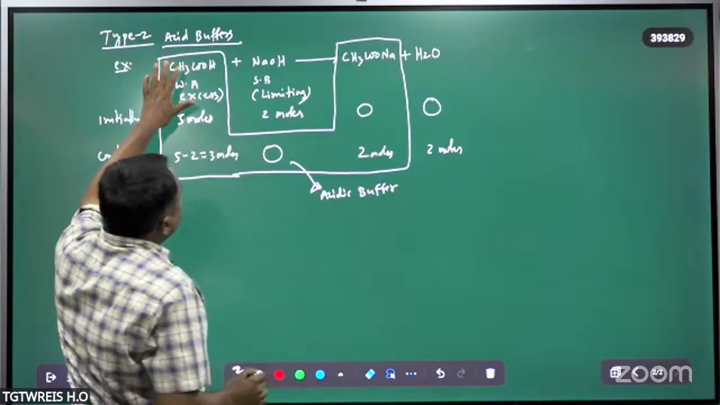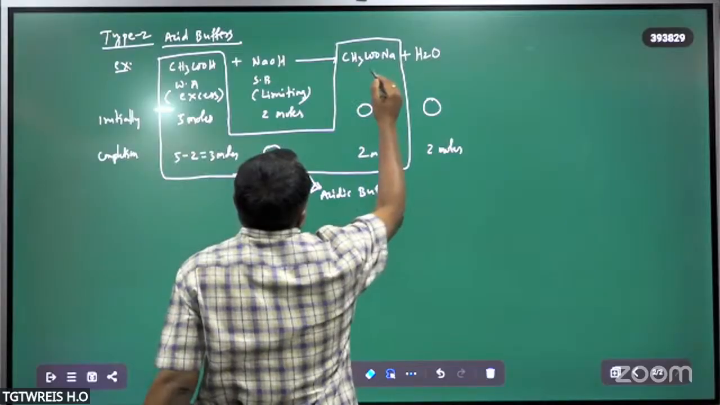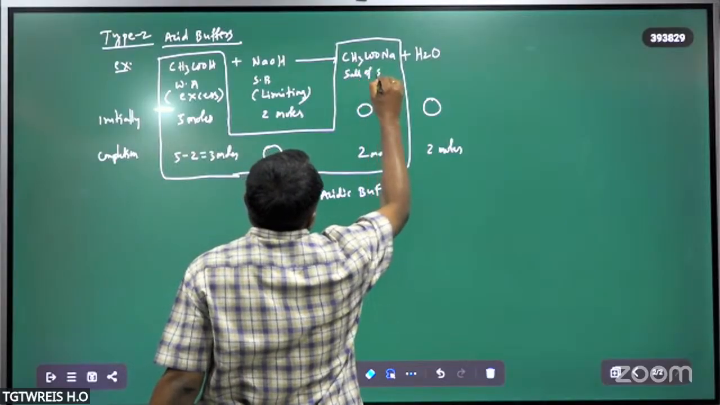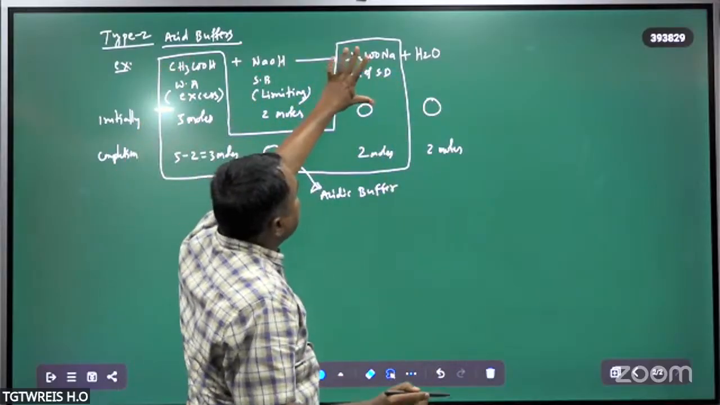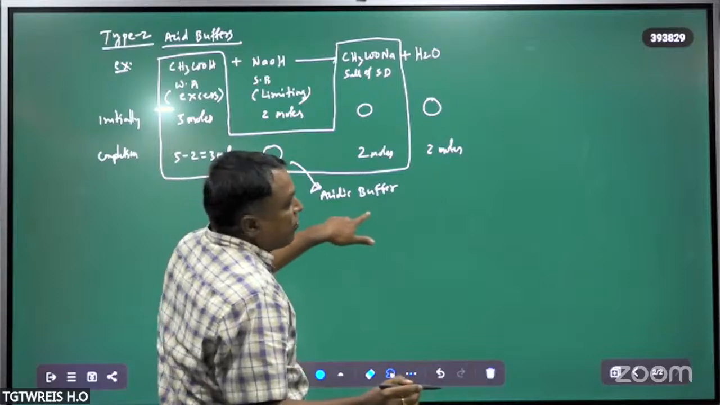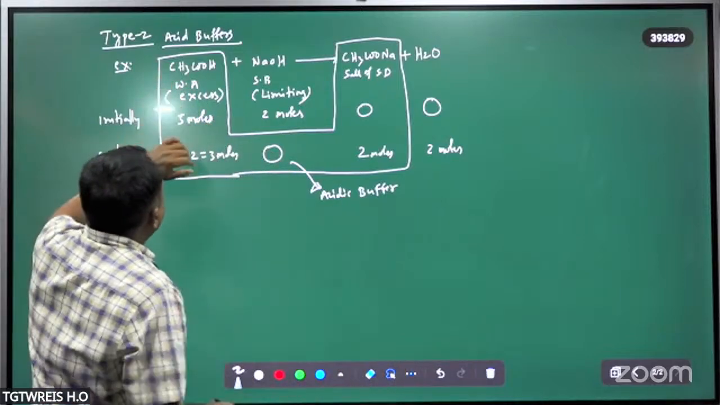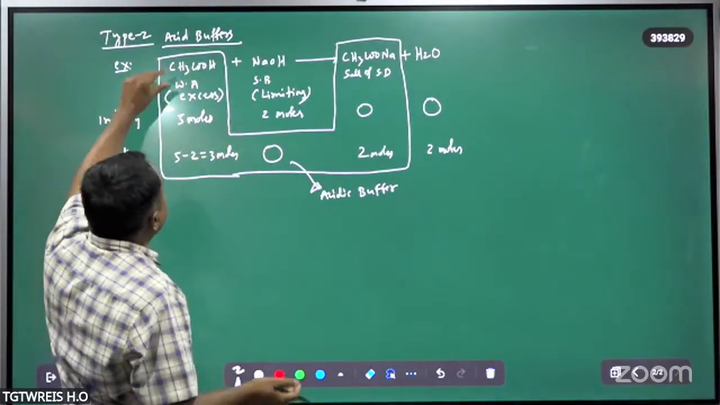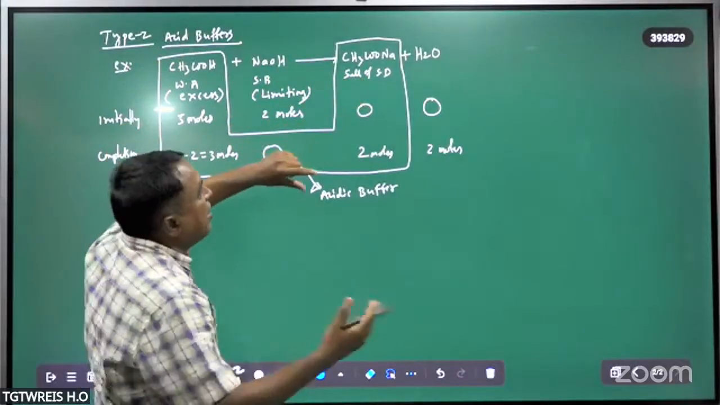So an acidic buffer is a mixture of a weak acid and its salt of a strong base, CH3COONa. So this is the indirect method for the formation of buffer solutions, but the direct method is by combining acetic acid and CH3COONa, which gives the buffer directly.